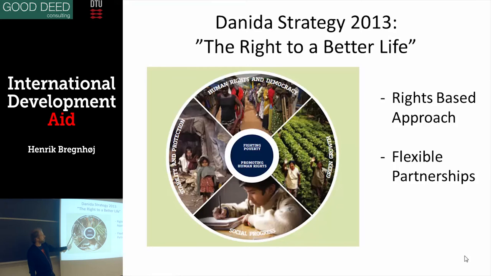Other than that, there are some focus areas. Human rights and democracy is one. Green growth, when we can create ecologically sustainable things, is high on the agenda. Social progress, and the last one is stability and protection. That is the humanitarian side. So these are four focus areas and two main principles, fighting poverty and promoting human rights. Again, the rights are very high on the agenda. So that is the overall strategy that is used here.